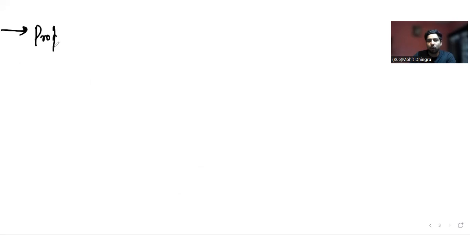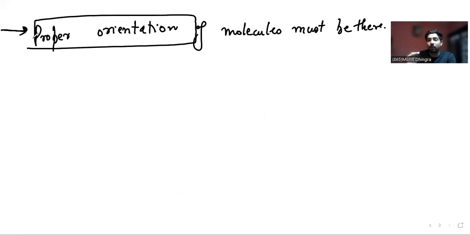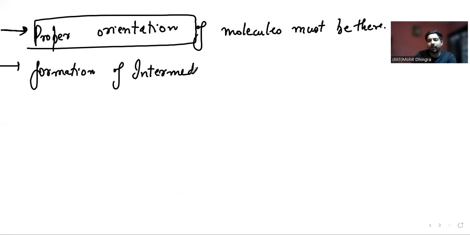So proper orientation of molecules must be there. The molecules must be properly oriented. This point has to be included because it is very important. And there is formation of an intermediate. An intermediate is formed in these collisions, which is unstable and transient and leads to the formation of the products.